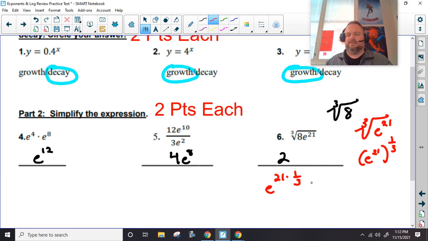You don't have to write all this down, just whatever notes you need to make you remember. So we're going to have e to the 21 over 3. How many times will 3 go into 21? 7. That's the answer here.